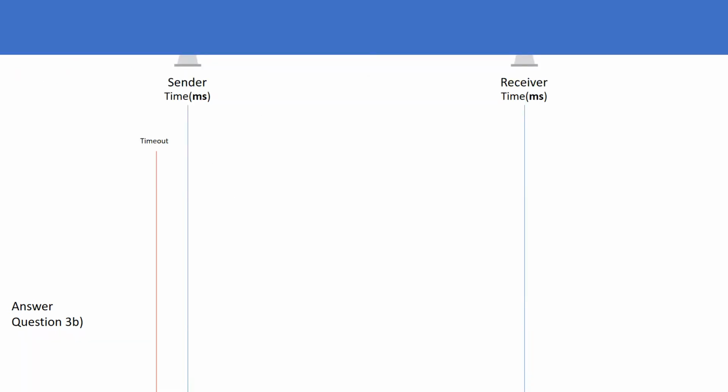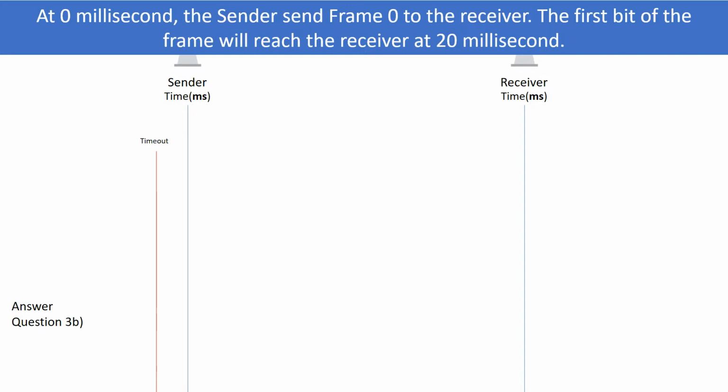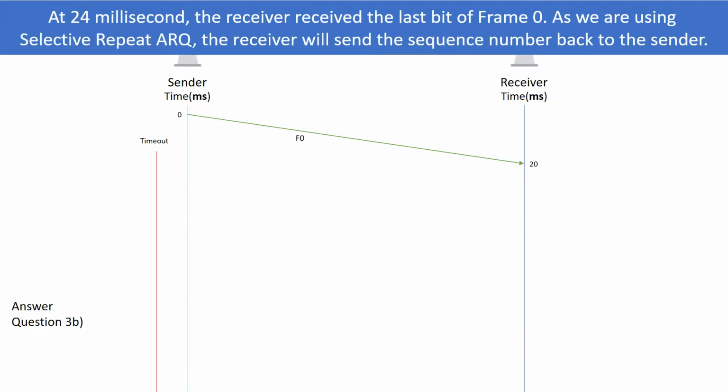At 0 milliseconds, the sender sends frame 0 to the receiver. The first bit of the frame will reach the receiver at 20 milliseconds. At 24 milliseconds, the receiver received the last bit of frame 0. As we are using selective repeat ARQ, the receiver will send the sequence number back to the sender.